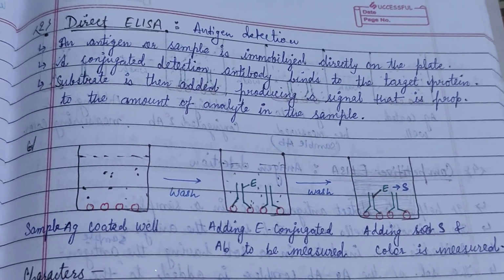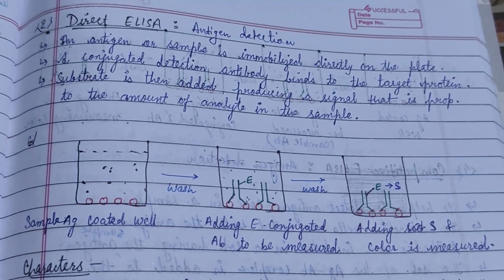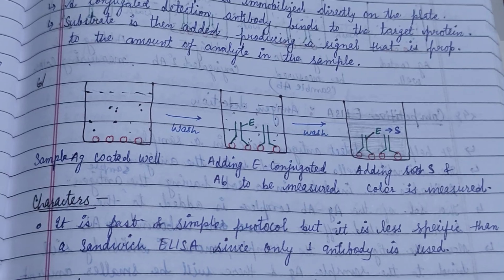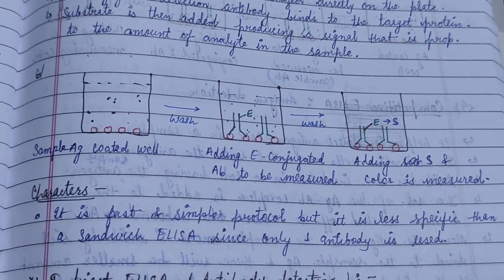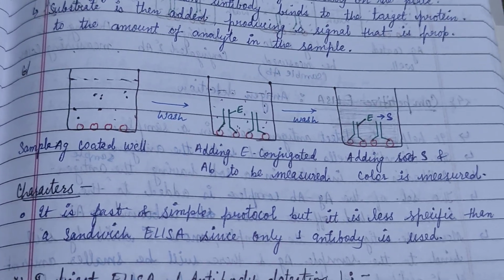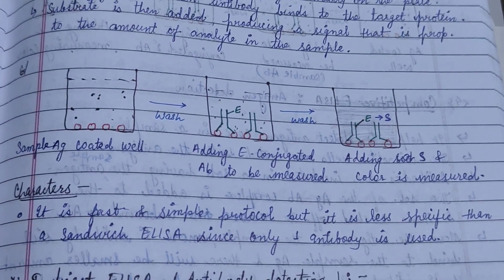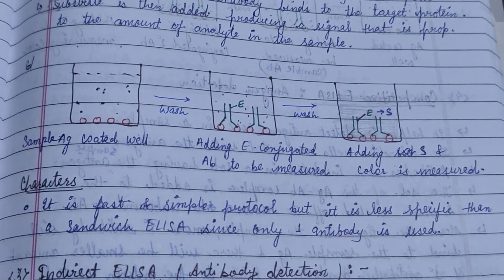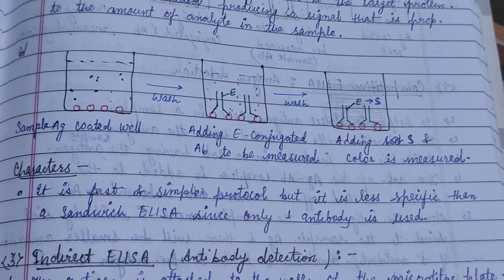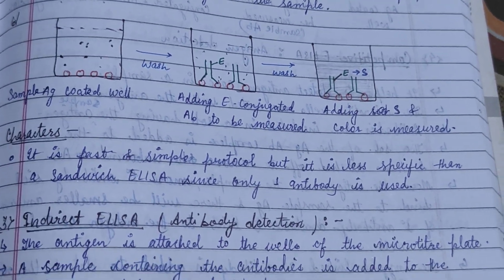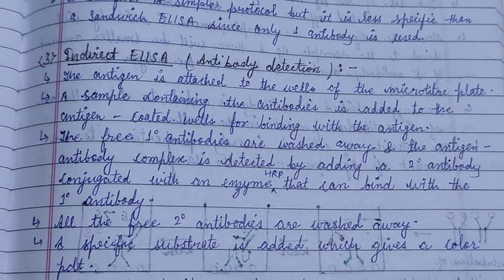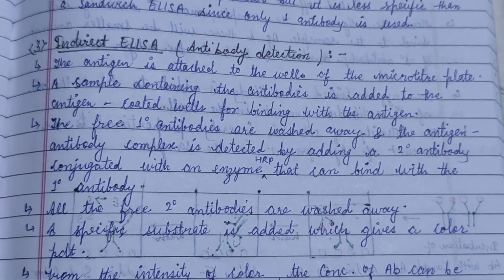Second type is the direct ELISA, and it is used to detect the antigen. So in this, the sample antigen coated well is taken out, and then it is washed, and then the enzyme conjugated antibody to be measured is added, and then it is washed, and then the substrate is added and color is measured. So it is somewhat similar to the first one, that is sandwich ELISA, but it is less specific than the sandwich ELISA.